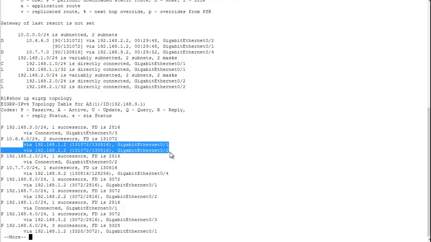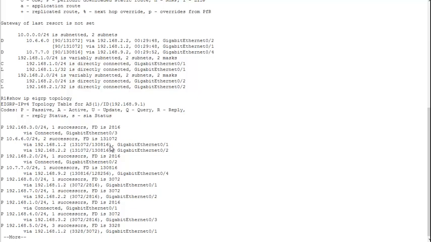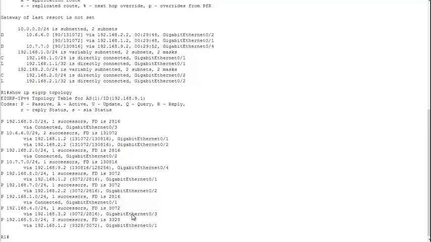Likely it's because it doesn't meet the feasibility condition. Okay, it's part of the topology, but if it doesn't meet the feasibility condition, which says that its reported distance needs to be less than the feasible distance, it's not going to show up here because it's not a feasible successor. It's not a successor and it's not a feasible successor, so it's not going to show up in the IP EIGRP topology command or in the topology tables.